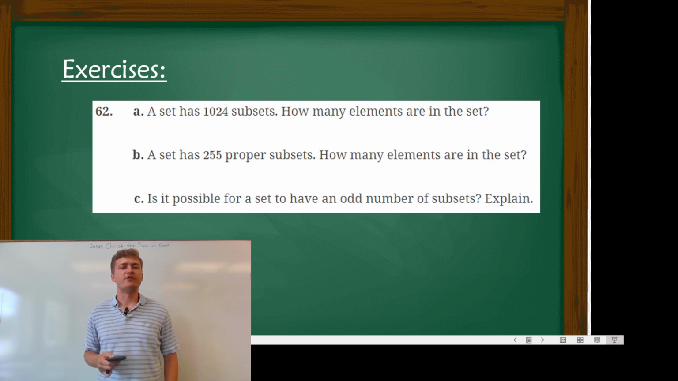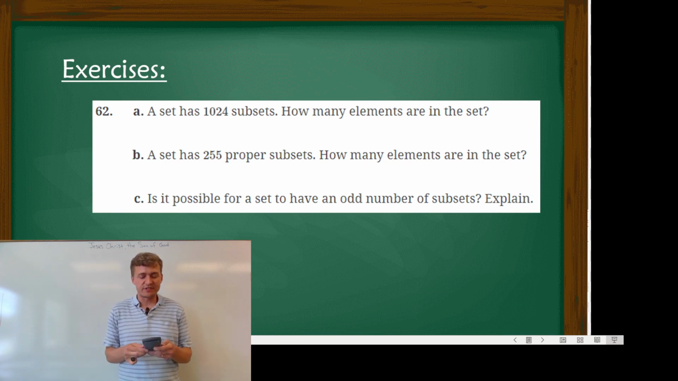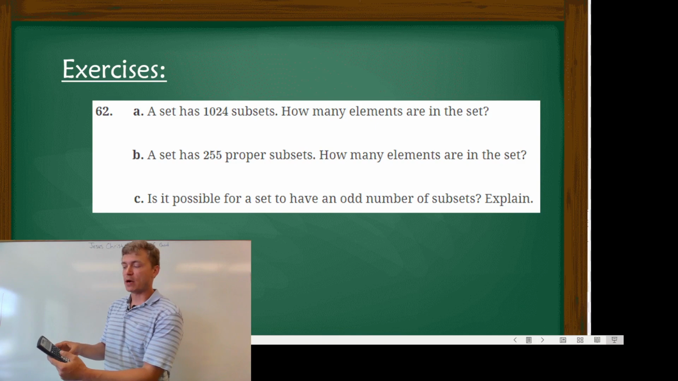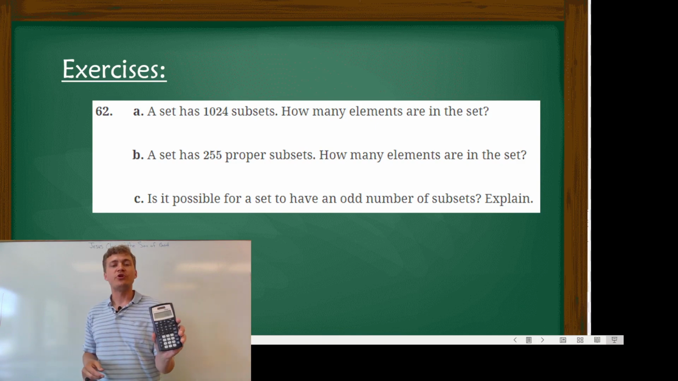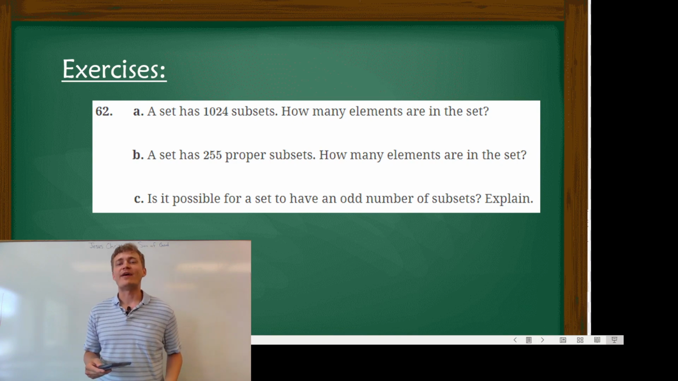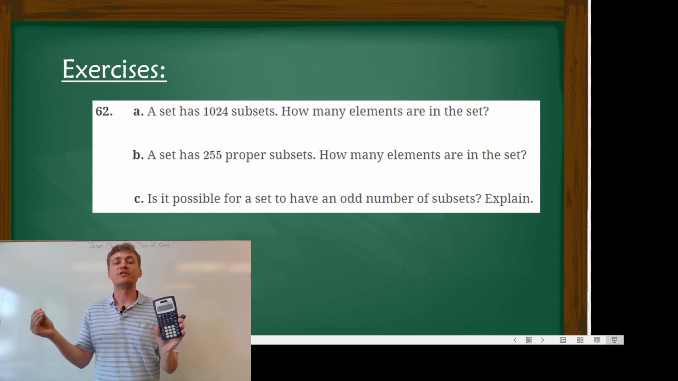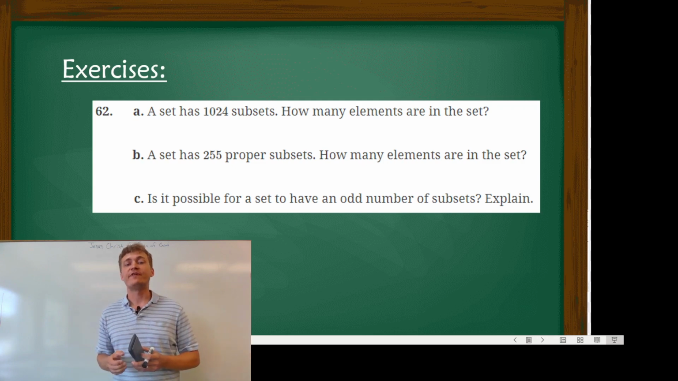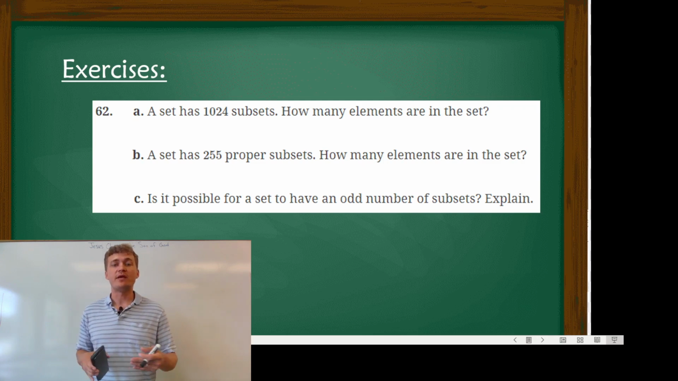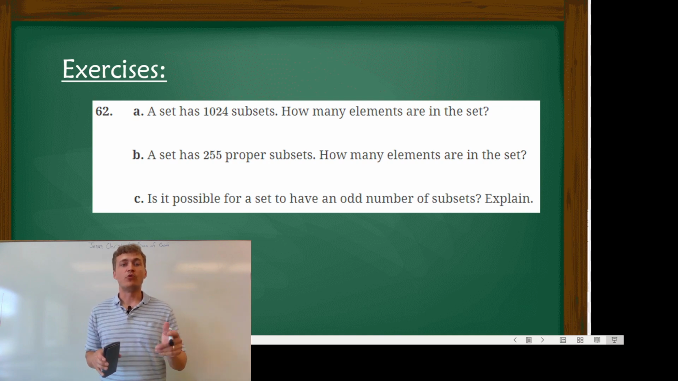We subtracted 1 to get 255, which means 256 is the number of subsets. What is the exponent that takes us to 256? 2 to the power of what gives us 256? Well, we'll go to our calculator and I'll just start hitting numbers. 2 to the power of 8, there it is. 2 to the 8th power is 256. So if you have 8 elements, you will have 256 subsets. Therefore, subtracting 1, you will have 255 proper subsets. For part B, 8 elements will give us 255 proper subsets.